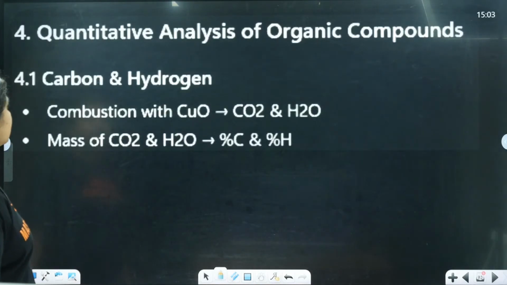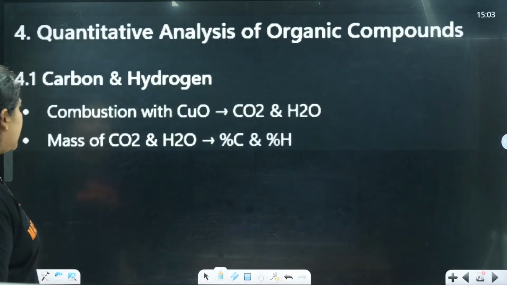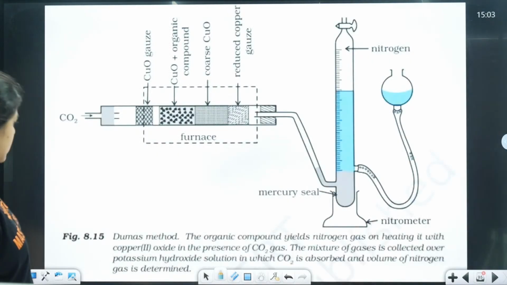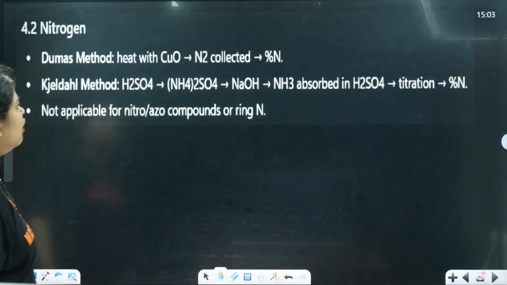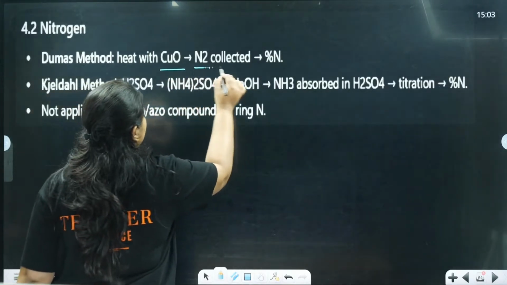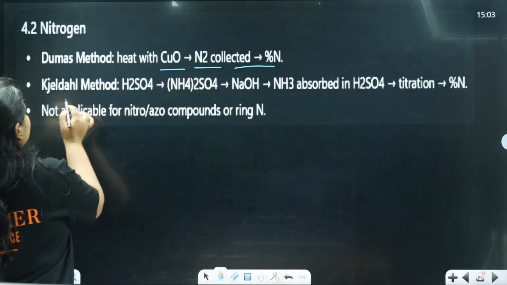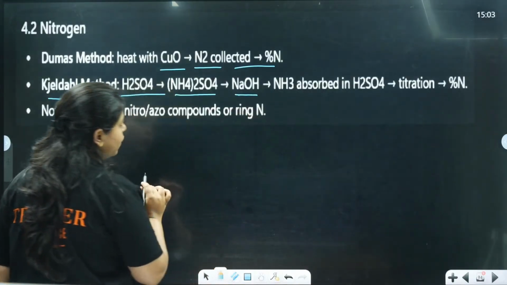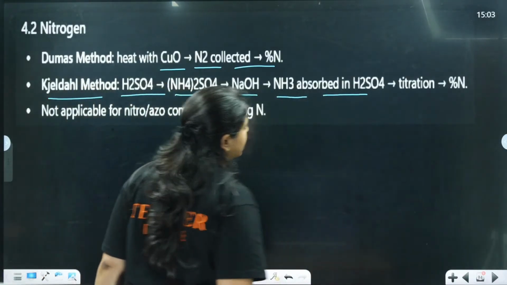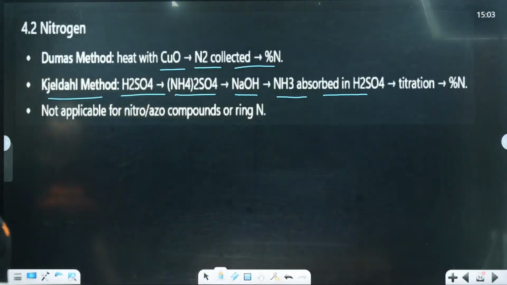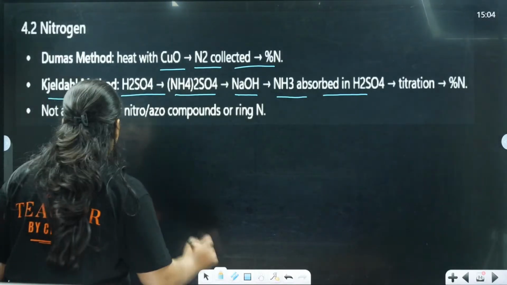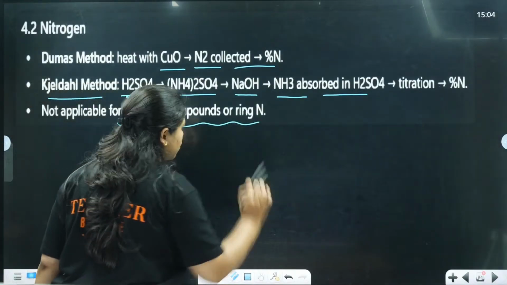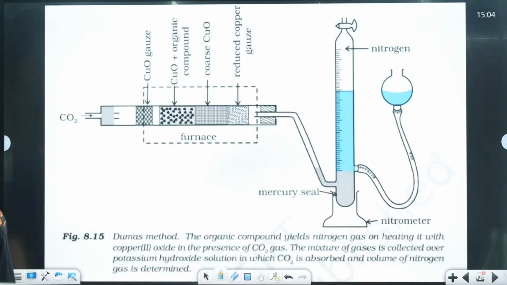Next, qualitative analysis of organic compounds, carbon and hydrogen, same, it is repeated, sorry. Okay, this is the nitrogen process. In Dumas method, the compound is heated with CuO and N2 is collected. Then there is Kjeldahl's method, with H2SO4, where NH4 and NaOH, a base, liberate NH3 which is absorbed in H2SO4, and titration is done to find the percentage. It is not applicable to nitro or azo compounds or ring nitrogen. Clear? This is how the process looks.